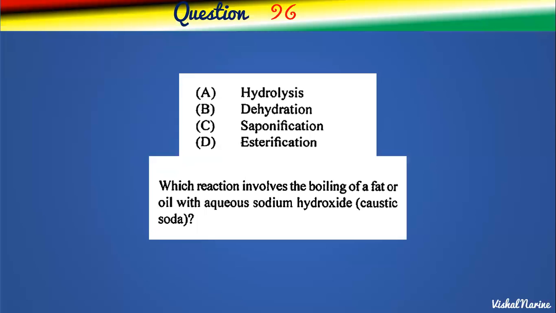96. Which reaction involves the boiling of a fat or oil with aqueous sodium hydroxide or caustic soda? This is an experiment actually we did in school. This is one of the SBAs conducted. So when we boil oil and caustic soda, what did we produce? Yes, it was soap, upon saponification.